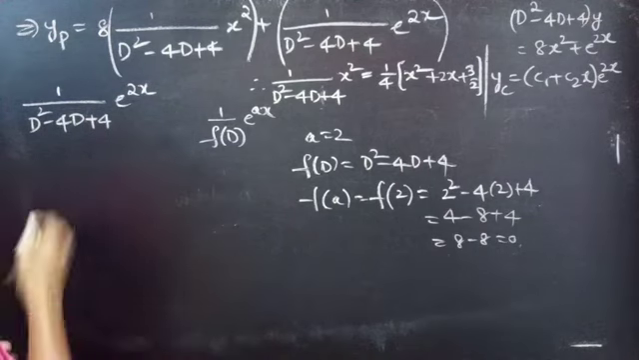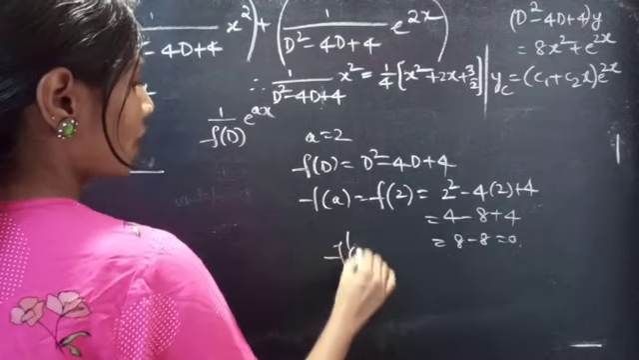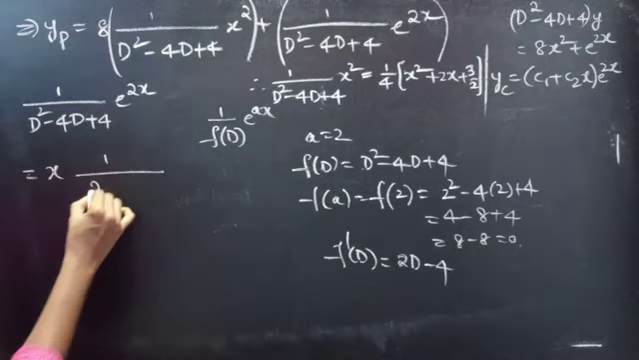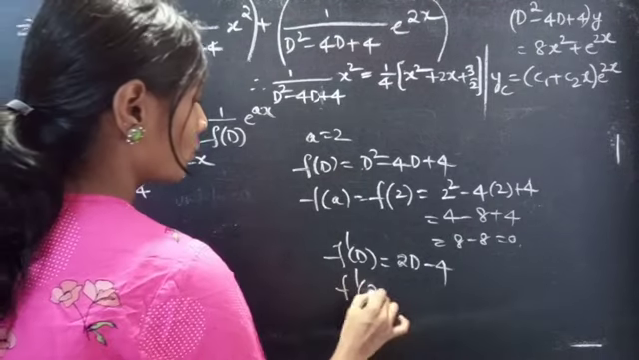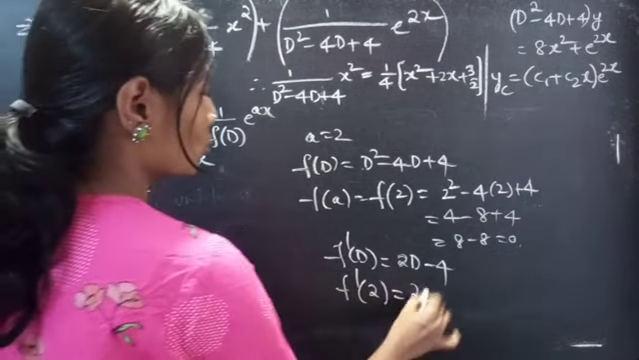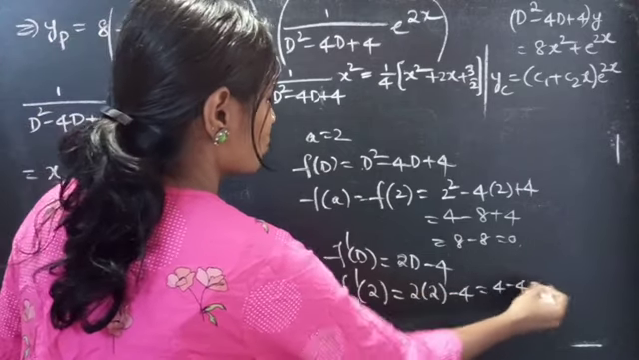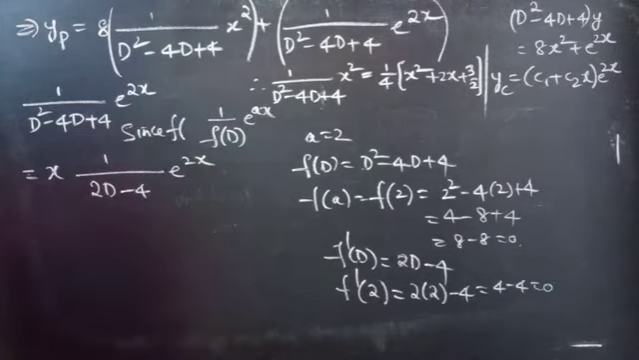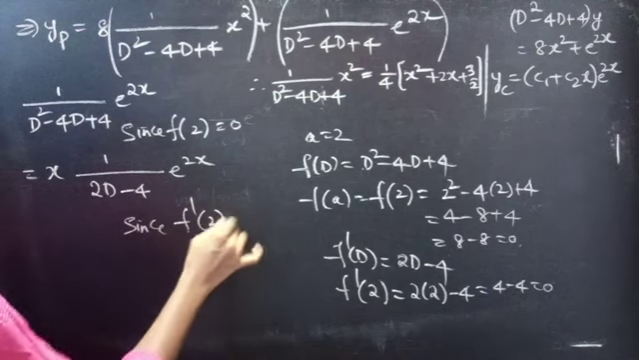So what we'll do? We'll just write x into 1 by, find the derivative of f of d. We need to find f dash of d. f dash of d is 2d minus 4, right? 2d minus 4 into e power 2x. Now replace d by 2. Then we'll get 2 into 2 minus 4. 2 twos are 4 minus 4, which equals 0. Right? Since f dash of 2 equals 0.